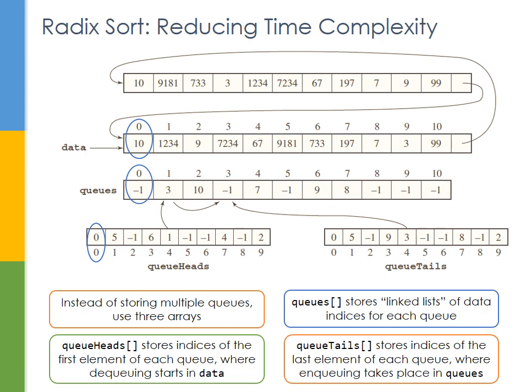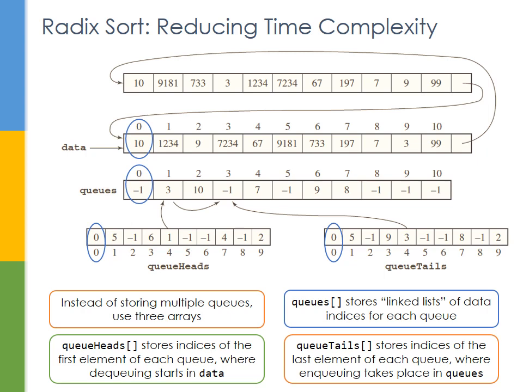Next, we can look in the queues array at the same subscript 0, and we see that there's a value of -1 stored there. This indicates that we've reached the end of the queue. In other words, the number 10 is the only number contained in the queue for the digit 0. So let's look at the queue tails array finally.